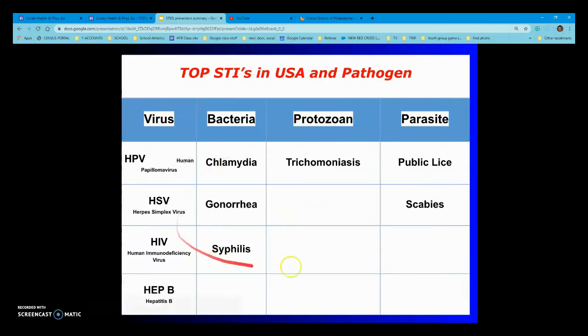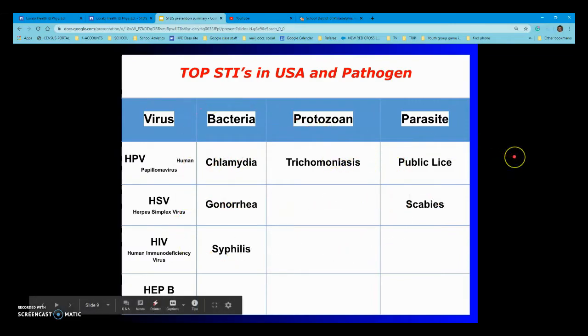So here's a chart for you to get into your notes. You can screen capture or just save the picture if you want to. Here are the 4 main virus-caused STIs.